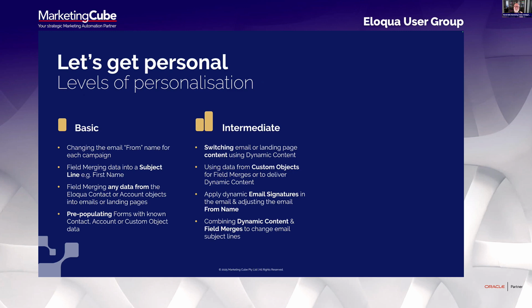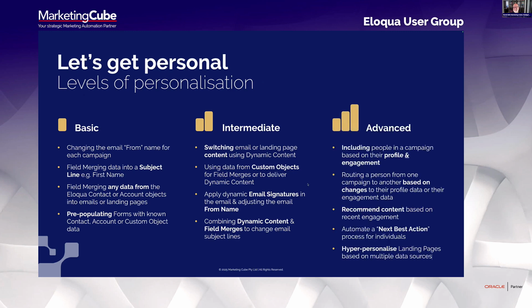It's great to use field merges in a subject line. We know there are definitely good numbers to suggest that helps in relation to opens. People respond. But what about using dynamic content and field merges in a subject line? So one email with multiple subject lines, depending on the people that you're talking to.